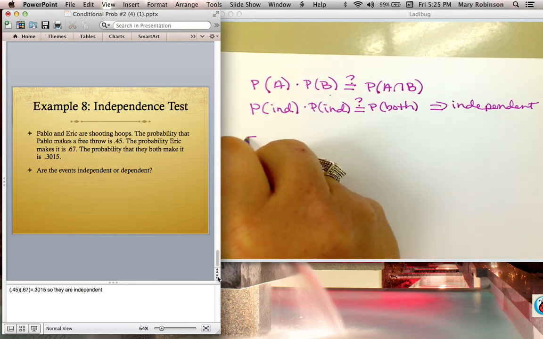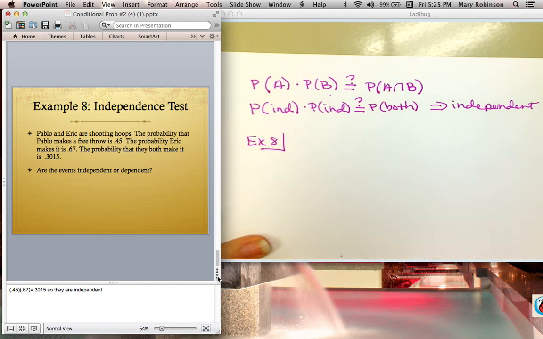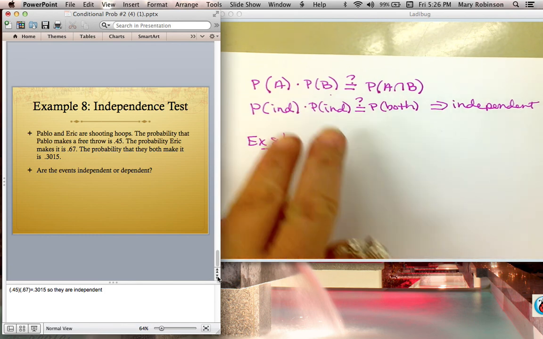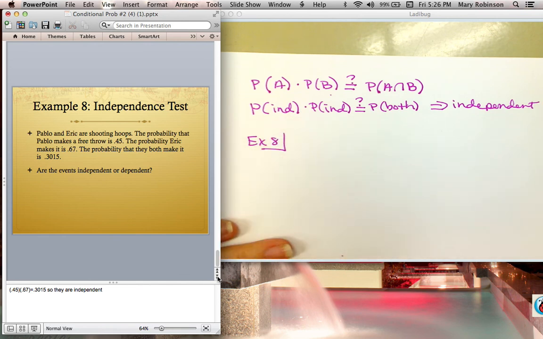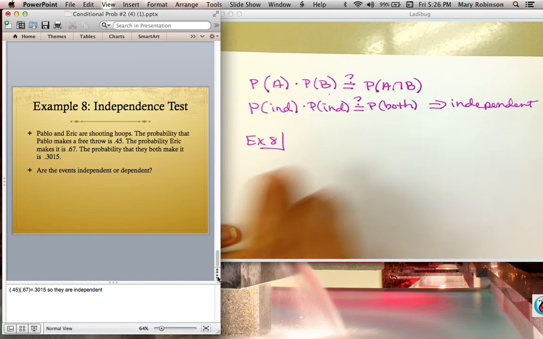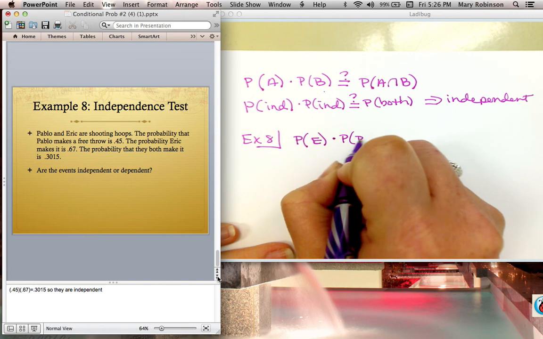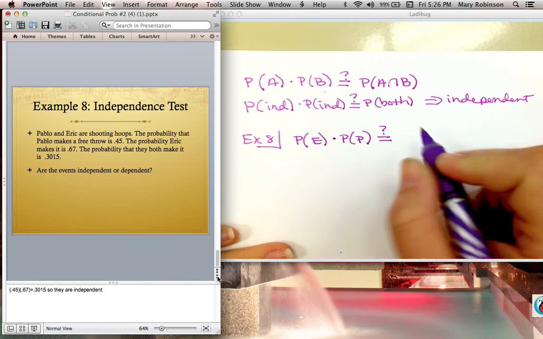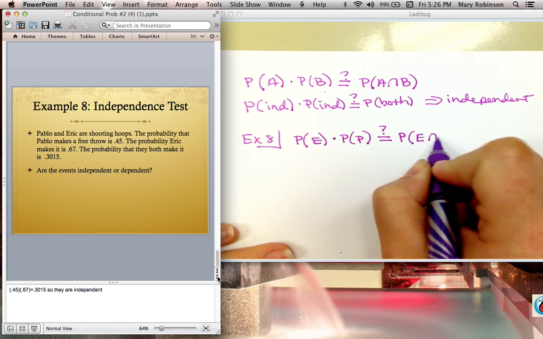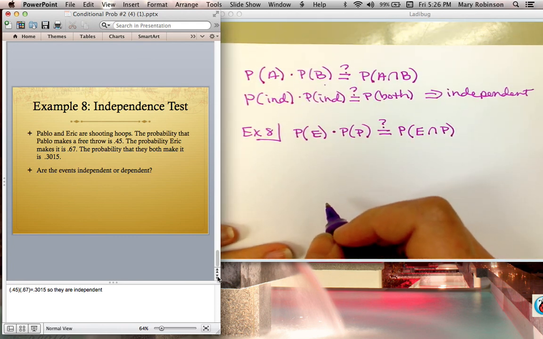We're going to try this next. Example 8 says to determine whether these two events are independent or dependent. It says Pablo and Eric are shooting hoops. The probability that Pablo makes a free throw is 0.45. The probability that Eric makes a free throw is 0.67. And the probability that they both make it is 0.3015. So exactly what we do with this test for independence, even though the language looked maybe a little confusing, don't let it confuse you. Just understand that this is basically what the rule says. We want to take the individual probabilities, which means we would do the probability of Eric times the probability of Pablo, and check to see if it is equal to the probability of Eric and Pablo. And if it is, then it's independent.